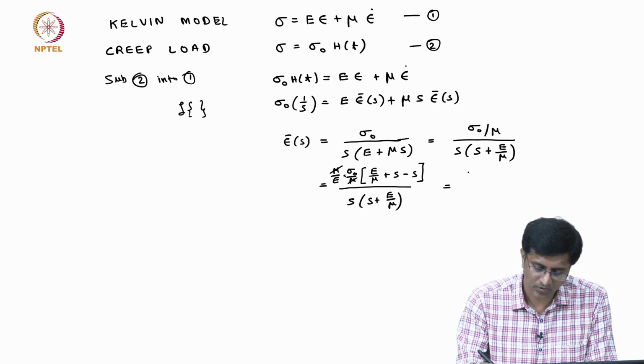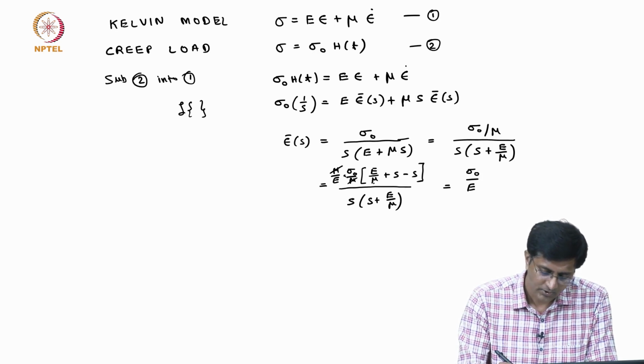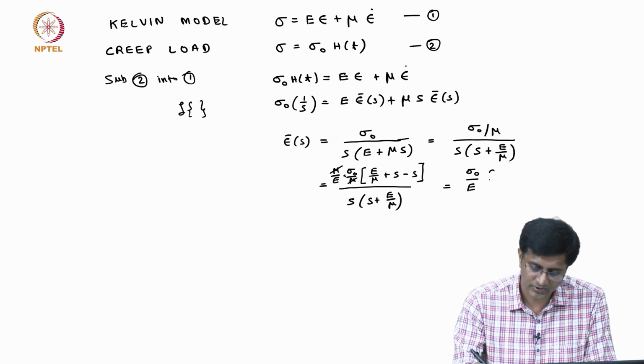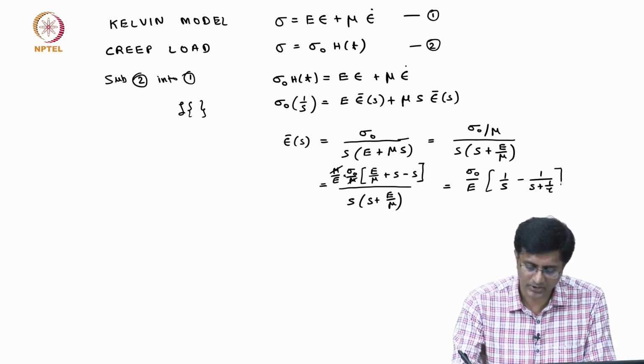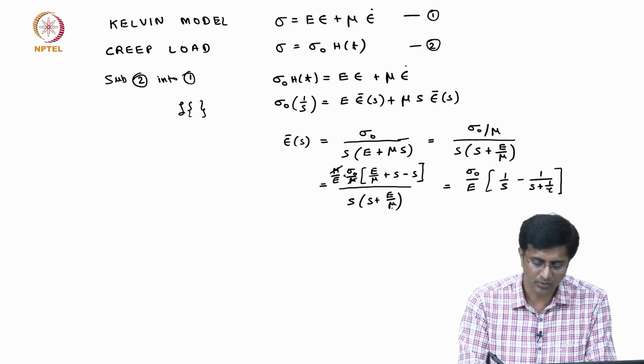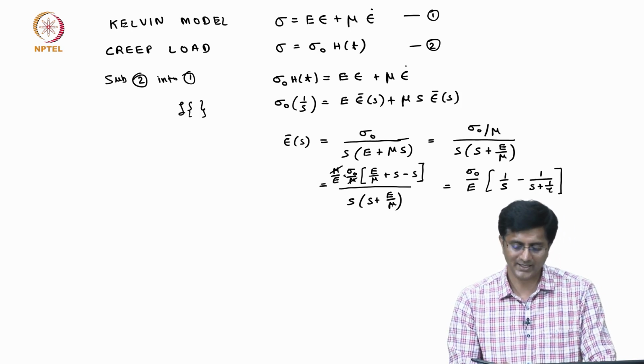Once it is in this format, it will be easy for me to write, because it will be sigma naught by E times the first two terms in the denominator. So, it will be simply 1 by s minus 1 by s plus 1 by tau. Again I will replace it with the relaxation time: E by mu is nothing but 1 by relaxation time.